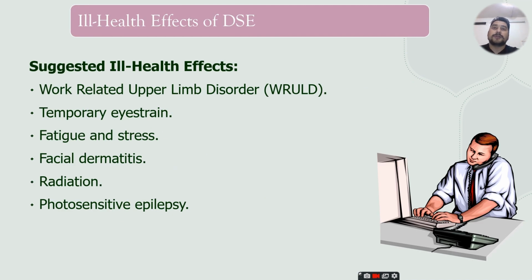Ill health effects related to display screen equipment. Suggested ill health effects: work-related upper limb disorder, temporary eye strain, fatigue and stress, facial dermatitis, radiation, photosensitivity, and epilepsy. So these are the things related to display screen equipment. Radiation, photosensitivity, why? Because we also have to use photocopy machines, and there is radiation there also, and photosensitivity, epilepsy also. So these things will cause health effects to the user.